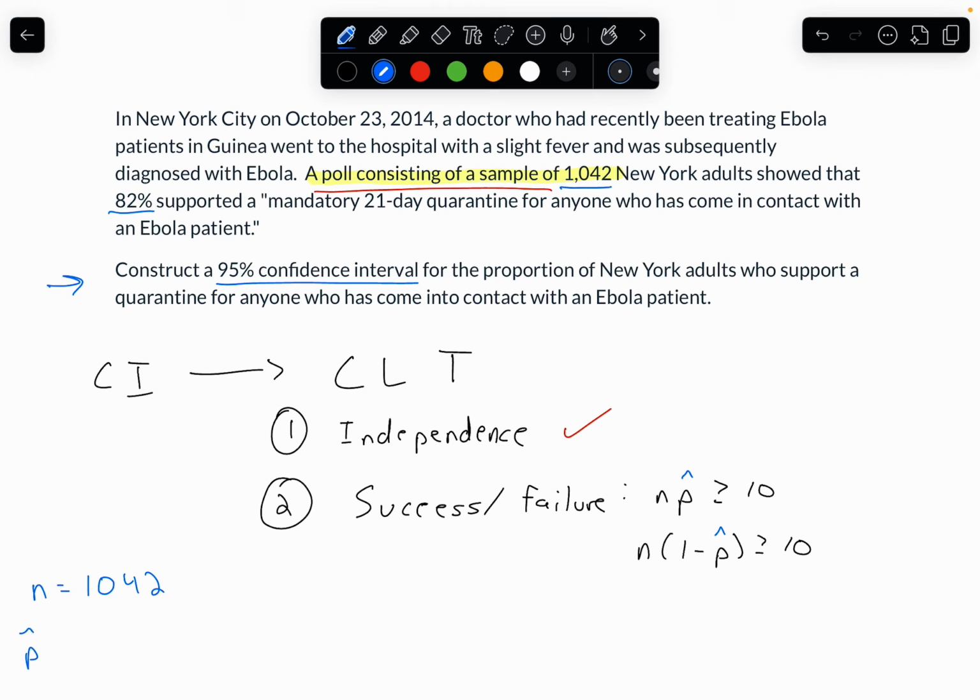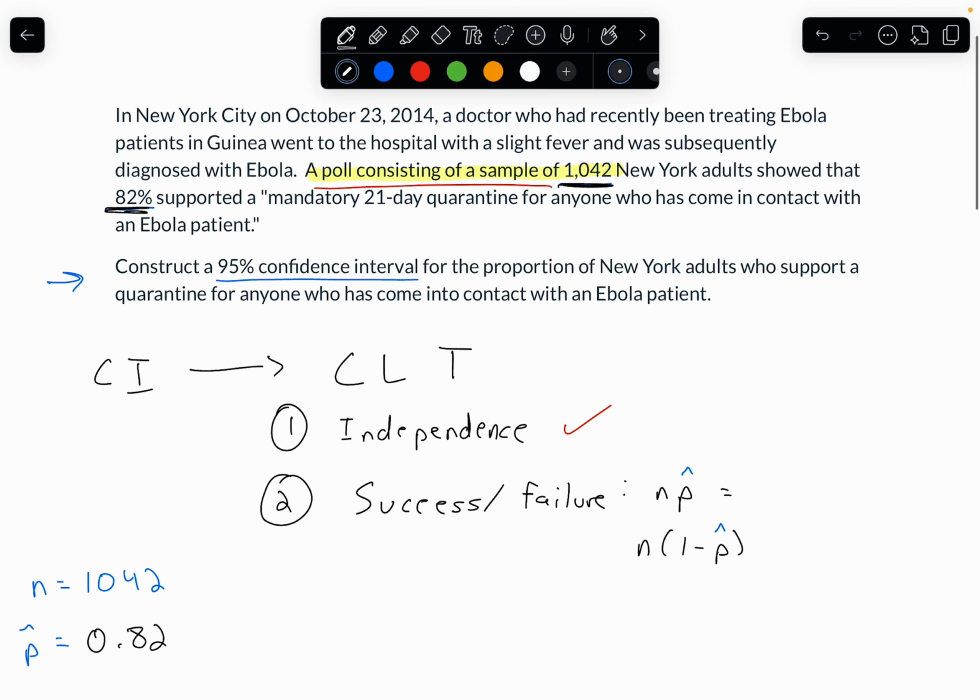And I also want to know what p hat is. That's going to be really important for us. So p hat is a percentage or a proportion. In this case, we showed that 82% supported this quarantine. So 82% of my 1,042. So p hat is 0.82. So using these two things, I can go ahead and calculate my success-failure condition and make sure that I verify those. So let's do that very quickly here.